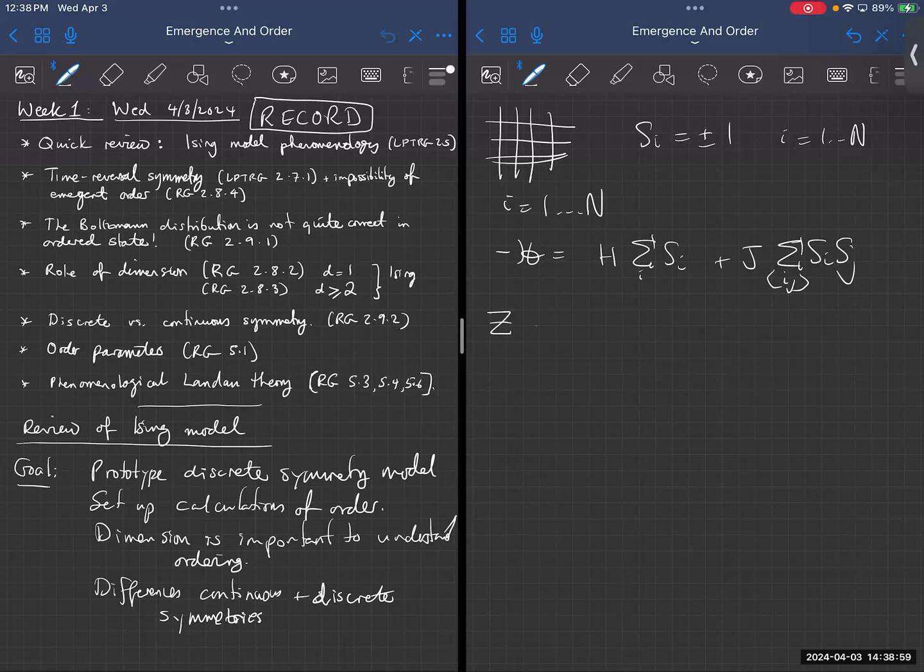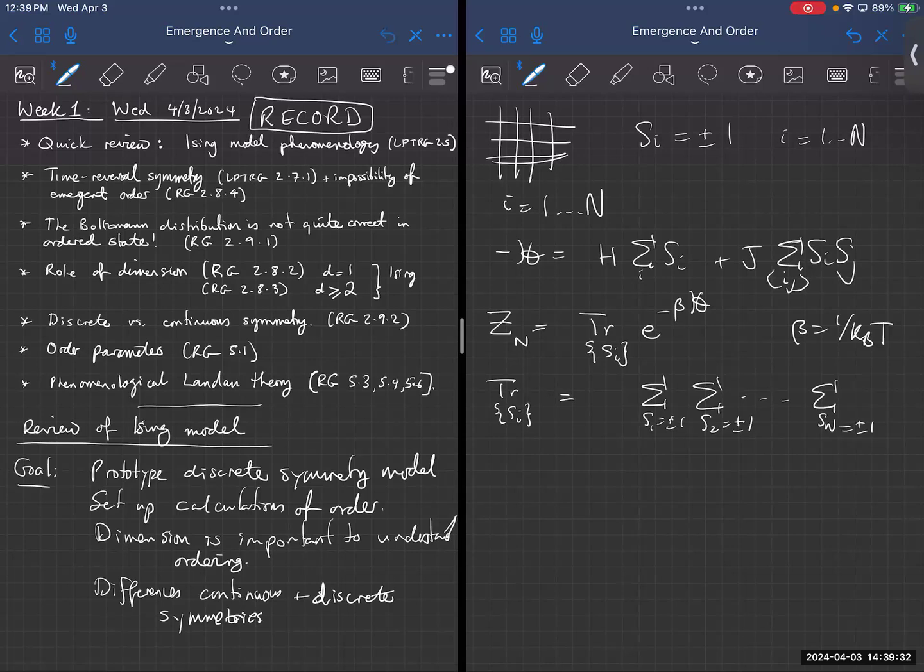When we compute the statistical mechanics for N of these spins, we take the trace over all the degrees of freedom, e to the minus beta H, where beta is 1 over k_B T. By trace, what I mean in this case is the sum over s_1 is plus or minus 1, sum over s_2 is plus or minus 1, all the way up to sum over s_N is plus or minus 1. Okay, and then the free energy is defined like this. So the free energy is given by this trace. In other words, the partition function is just e to the minus the free energy over k_B T.